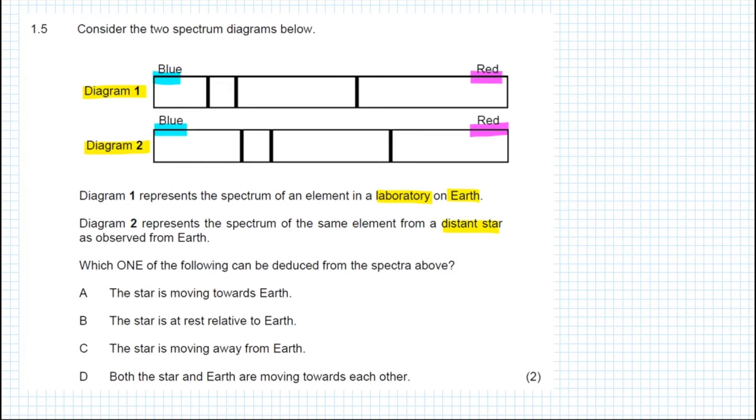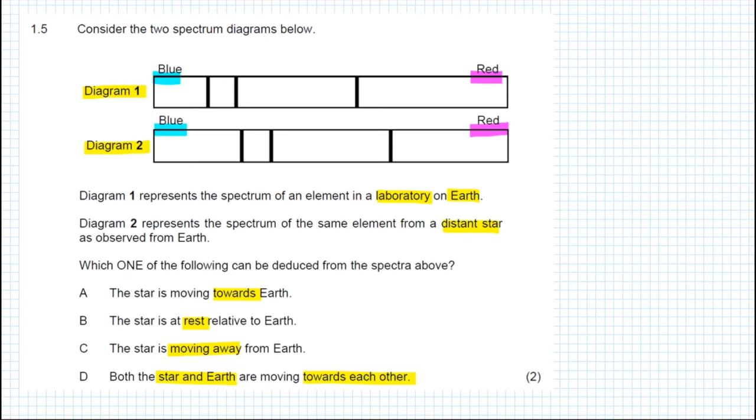The star is moving towards Earth. It is at rest relative to Earth. The star is moving away from Earth. Or both the star and the Earth are moving towards each other.